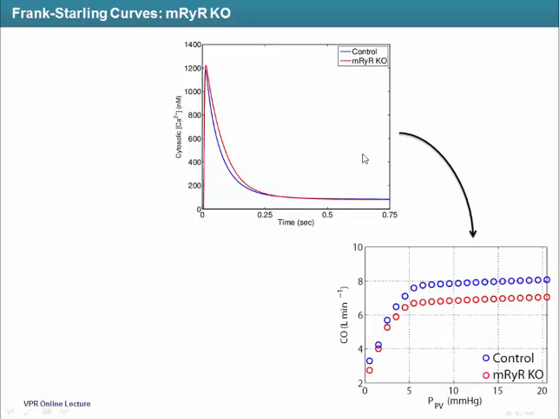Alright, so what's the consequence of this? As a result of this increased calcium, you can see there's a minute difference in the Frank-Starling curve. What it basically shows is how the cardiac output of the heart changes as the filling pressure increases. So your cardiac output is, as you can see, relatively unchanged.